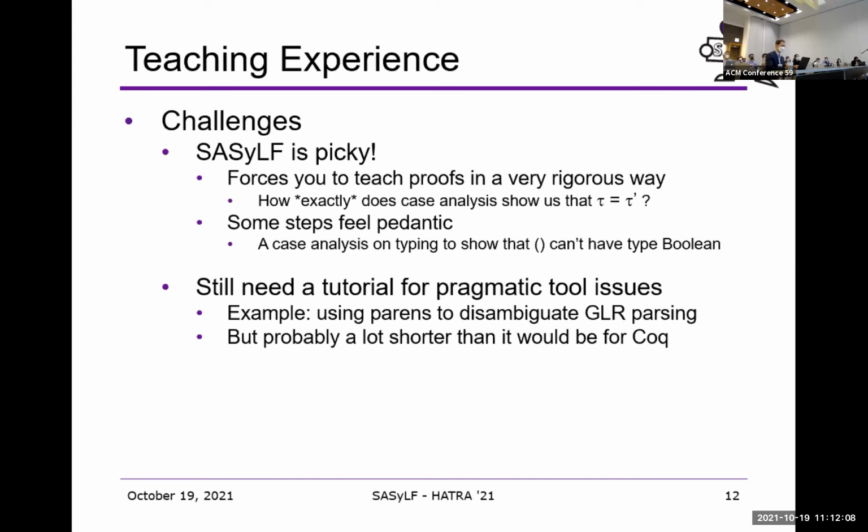But there is kind of this pickiness that goes with proof assistants, and some steps end up feeling pedantic. For example, if you do a case analysis on typing, if you want to show that parentheses, like a unit value, can't have type Boolean, you actually have to do a case analysis on that. If I know this is type Boolean and I'm doing a case on the syntax and I consider case unit, well, I can't have type Boolean, so this is impossible, right?